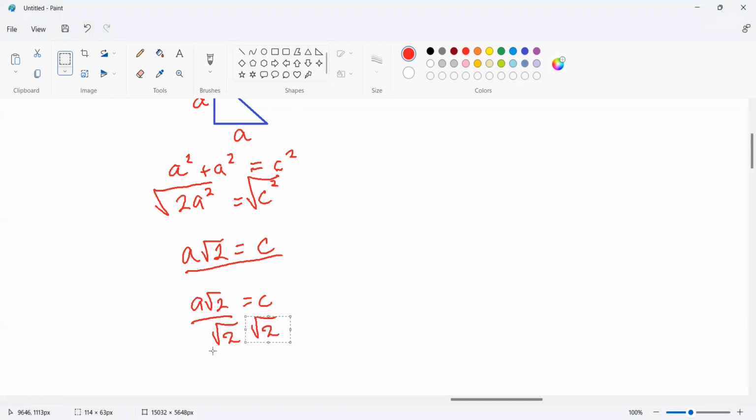Cancel lang siya. So now you'll be left with A equal to C over square root of 2. So A is C divided by square root of 2. But you can actually simplify this. In most cases, in a 45, 45, 90 triangle, C will have a square root of 2, and you can just cancel this one. You can also rationalize this, but I'll just leave it as it is. Okay, that's for 45, 45, 90.